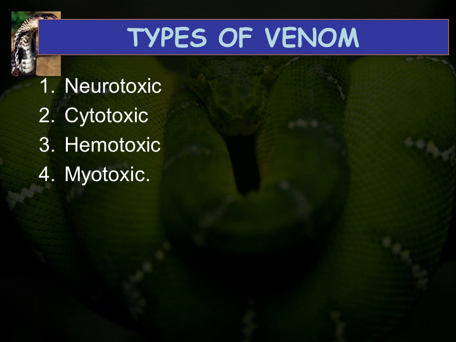If we classify venom, we have four types of venoms. The first one is neurotoxic, the second cytotoxic, the third hemotoxic, and the fourth myotoxic. As far as Indian snakes are concerned, we are mostly interested in the first three groups: the neurotoxic, the cytotoxic, and the hemotoxic. To be more precise, the hemotoxic and the neurotoxic.